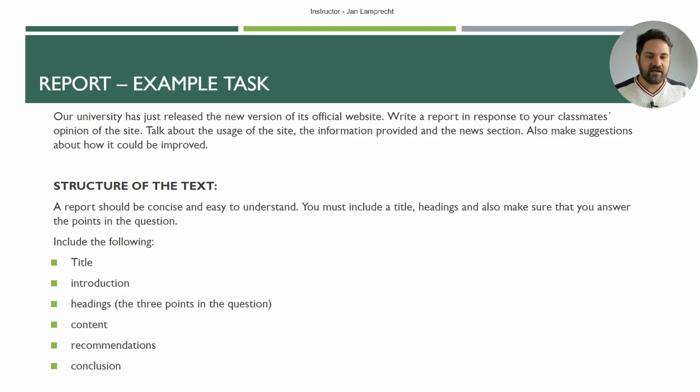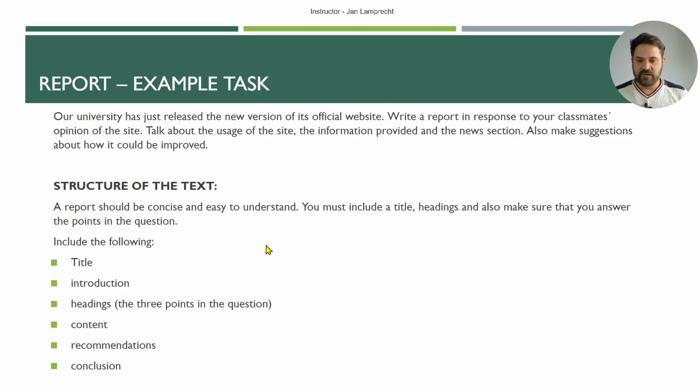A report should be concise, to the point, easy to understand. You must include a title and headings, and also make sure that you answer the points in the question. Remember to talk about the usage of the site. You have to talk about that. The information provided, you have to talk about that. And the news section, you have to talk about that. Make suggestions. You have to make a suggestion about how it can be improved as well. Okay, so you have to include all of that.